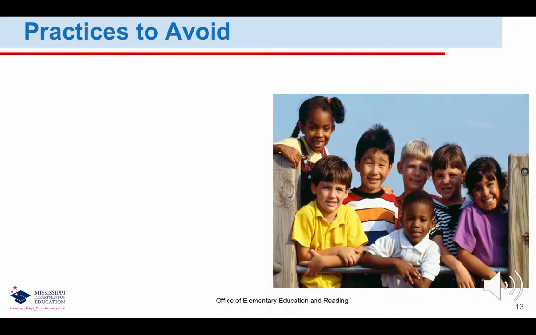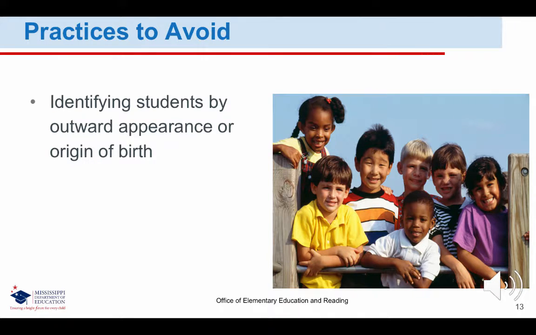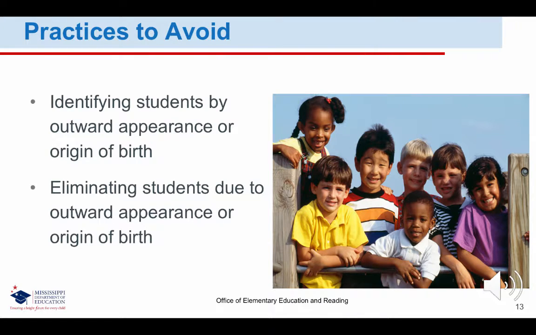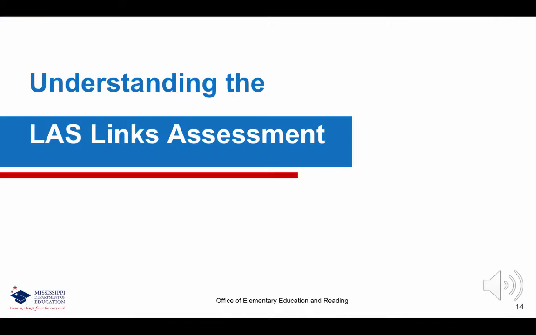Practices to avoid. We should try to avoid identifying students by outward appearance or origin of birth. For example, there may be students in your class who are Hispanic but who are not English learners. We should try to keep in mind that ethnicity is not an indicator of EL eligibility. We also want to avoid eliminating students due to outward appearance or origin of birth. You may have a student who outwardly looks like all your other students, but who may have been born in another country and does not speak, read, or write English.